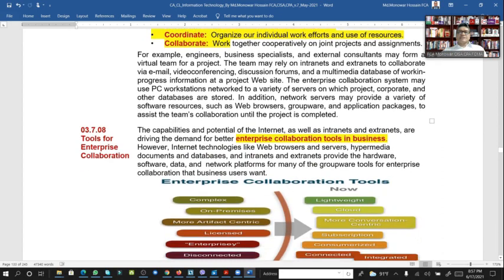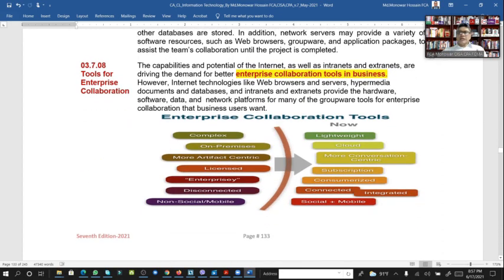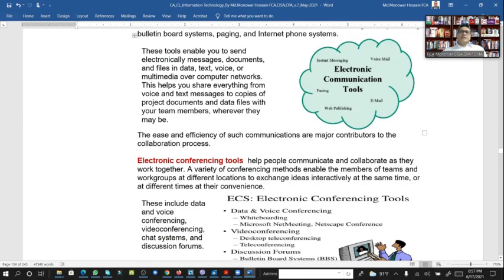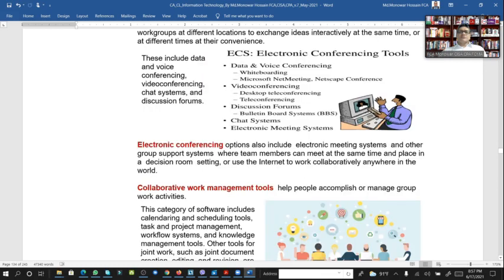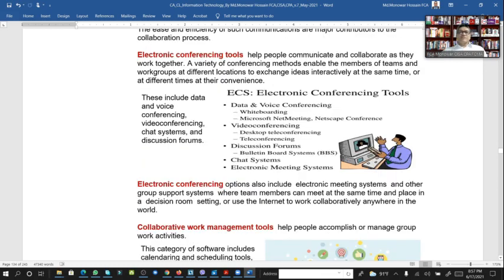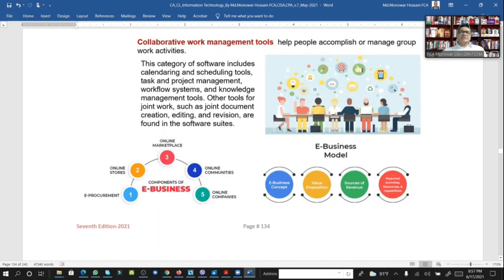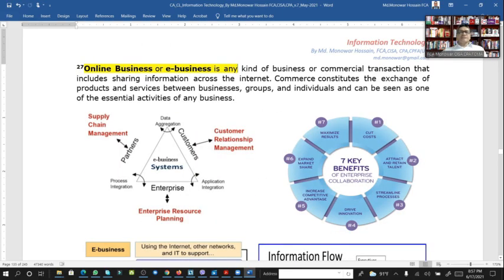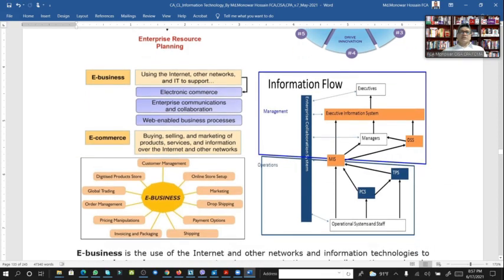And we have seen that enterprise collaboration tools nowadays are lighter, cloud-based, easier, and less costly than before. And electronic communication and conferencing tools we have seen here: data and video conferencing, chat, etc. And e-business and e-business models, and online business, we have seen here.